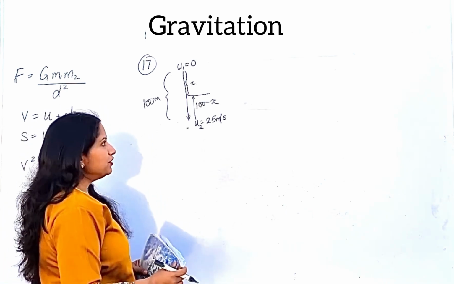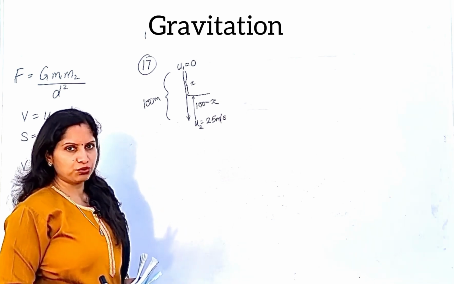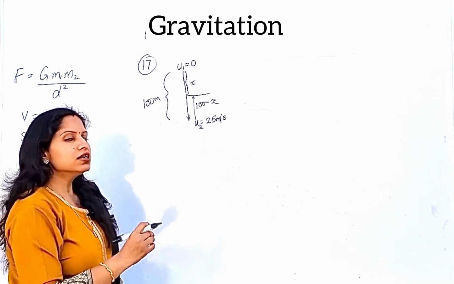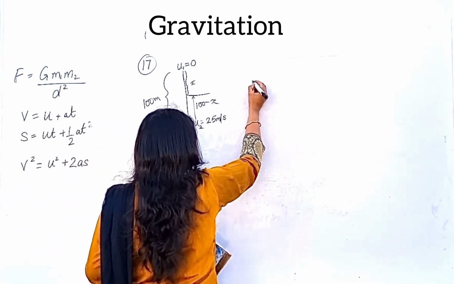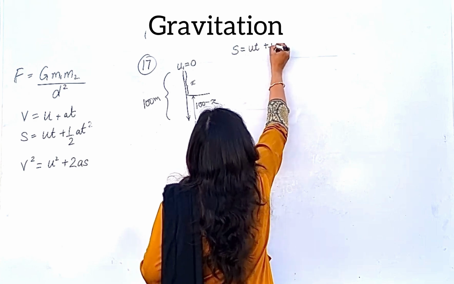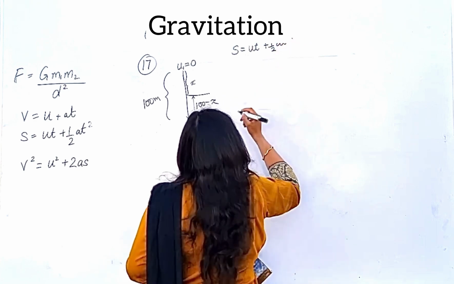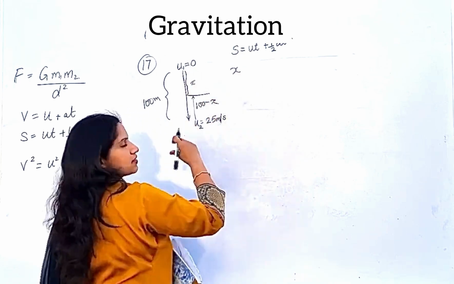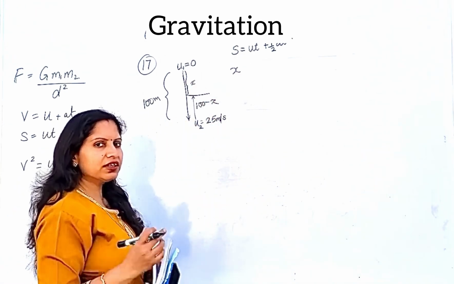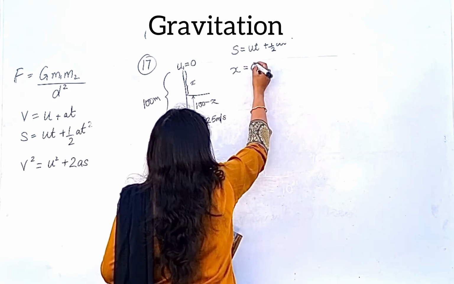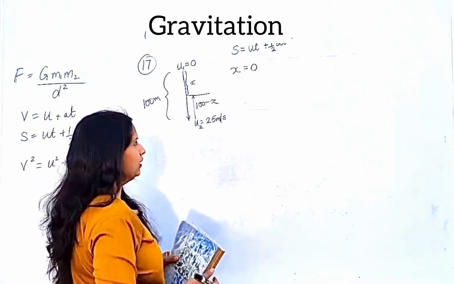Now, we'll use the second equation of motion because we have to find out this x. Okay. So, using the second equation of motion, we know that S is equal to ut plus half at square. So, for the first stone, the distance is x. जितना distance first stone ने cover किया, that we have supposed to be x is equal to initial velocity is 0. So, anything multiplied by 0 is 0 only.